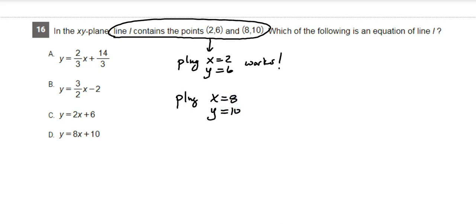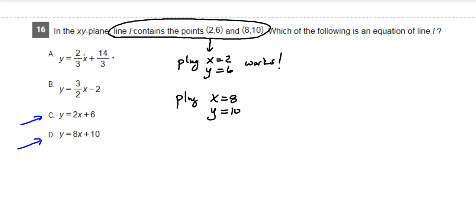That should work too. And they make this one hard to do because they use some weird fractions to make it harder to plug in and see what happens. But it could be done. I'll just kind of show you maybe why a couple of these would not work. Because if I plug 2 in, do I get 6?